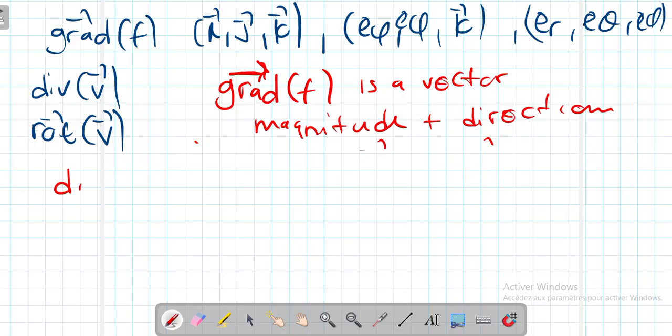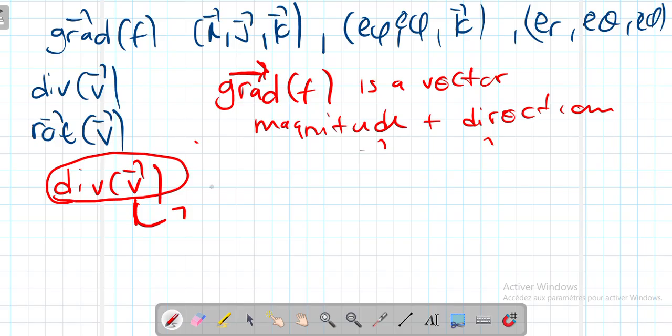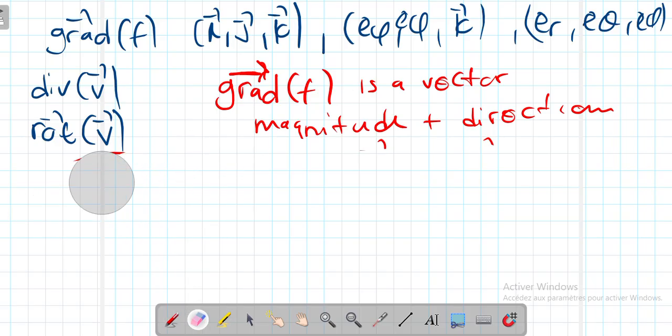For the divergence, there's no arrow on the whole thing. Initially this is a vector which is converted to a scalar. A scalar doesn't have direction, so this one won't have unit vectors that show direction. Then the rotational, or curl, converts a vector into another vector.